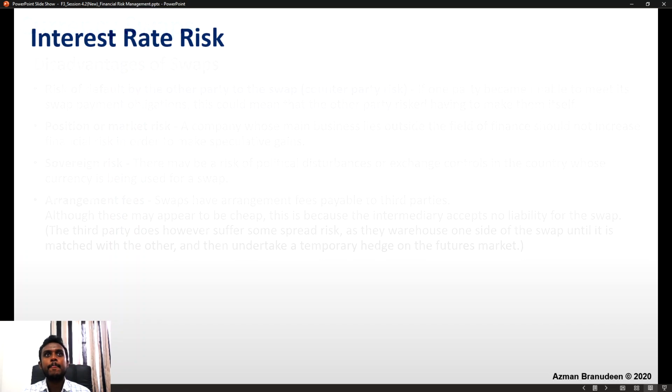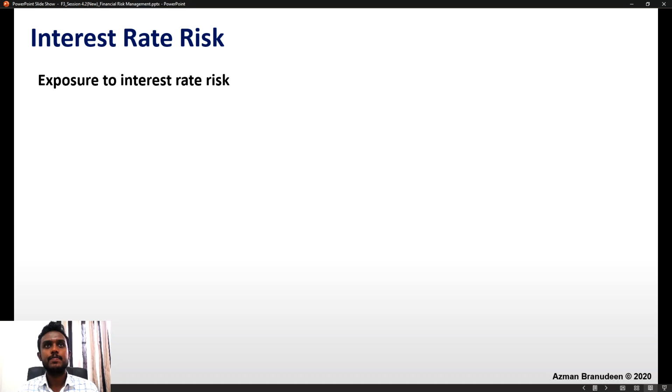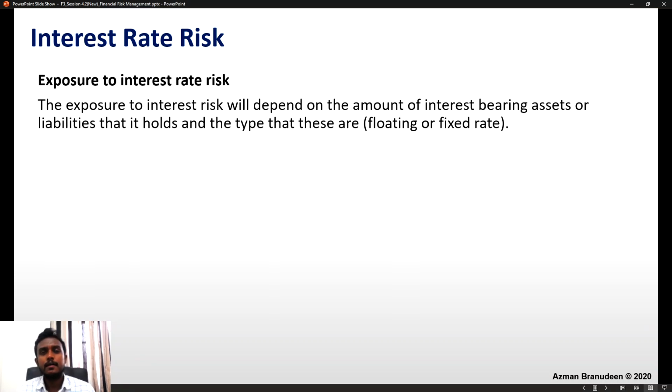With that, we move on to interest rate risk. So here, what do we have? Exposure first. The exposure to interest rate risk will depend on the amount of interest bearing assets or liabilities that it holds and the type that these are, floating or fixed. Now, that's the thing. If you don't have any assets or liabilities related to debt or interest bearing, then you don't have any exposure to interest rate risk.